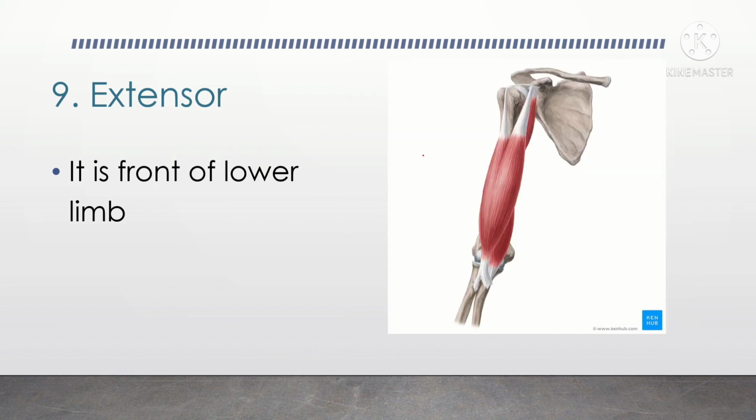Extension is the opposite to flexor. If the angle is increasing, then we term it as extension, that is the action. But when it comes to muscles or any kind of movement, it comes to extensor. It is present in the front of the lower limb. So this is the last slide.